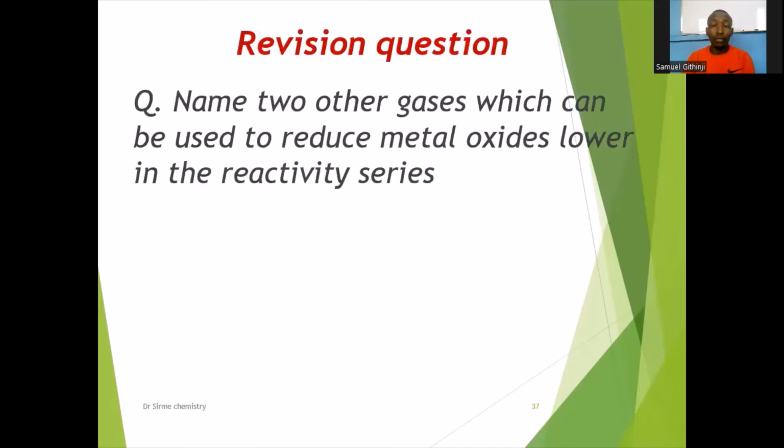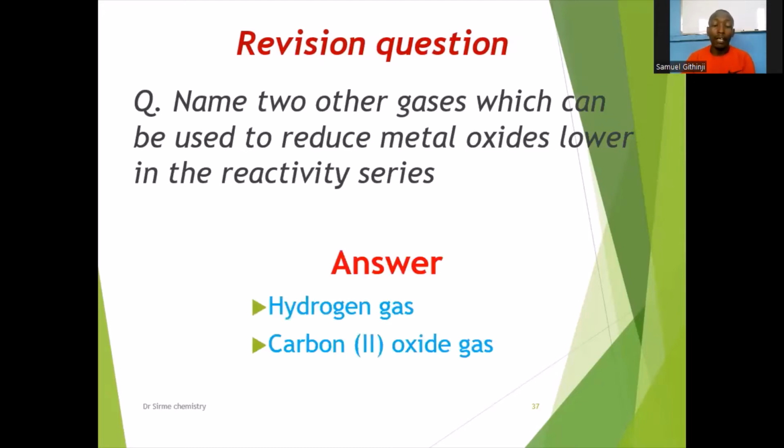Maybe a revision question here. Name 2 other gases that can behave the same way as ammonia in reducing metal oxides lower in the reactivity series. The answer: hydrogen gas. That is Form 1 work. Hydrogen has a reducing property. Carbon 2 oxide, Form 2 work, also has a reducing property. My student, master and get that very well.